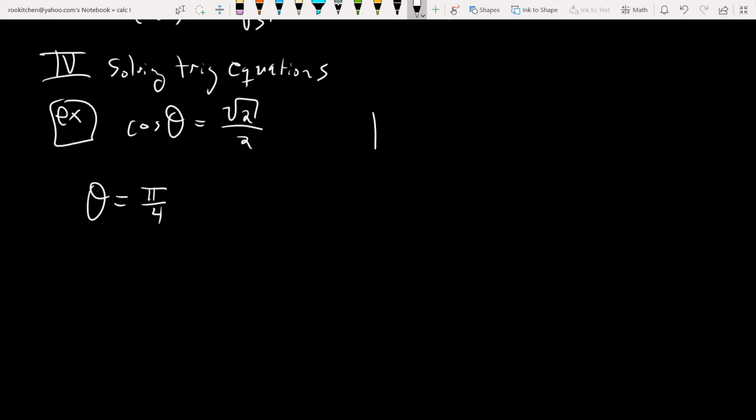Right? But there are other solutions in between 0 and 2 pi. And there's an infinite number of solutions, in fact, if you include all angles possible. So in between 0 and 2 pi, though, we have pi over 4, which is right here. But cosine is also positive in the fourth quadrant. Okay, so we need to know this angle. And what is that angle? It's 1 pi over 4, 2 pi over 4, 3 pi over 4, 4 pi over 4, 5 pi over 4, 6 pi over 4, 7 pi over 4. Okay. So there's another solution at 7 pi over 4.